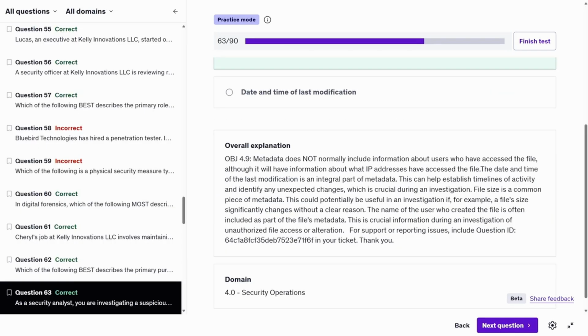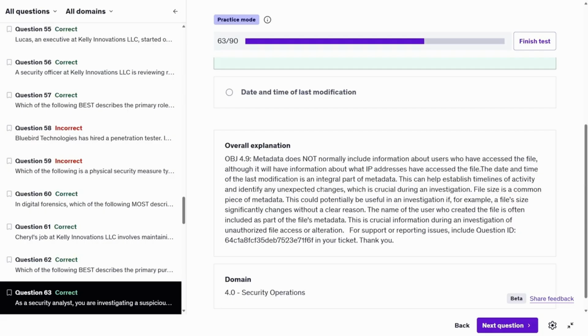Metadata does not normally include information about users who have accessed the file, although it will have information about what IP addresses have accessed the file. The date and time of the last modification is an integral part of metadata. This can help establish timelines of activity and identify unexpected changes, which is crucial during an investigation.